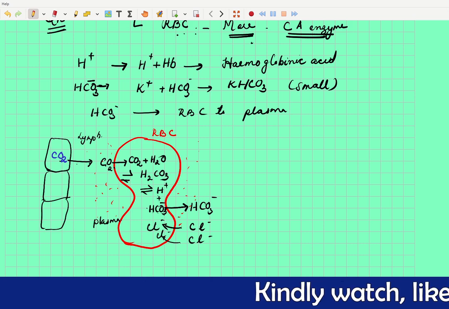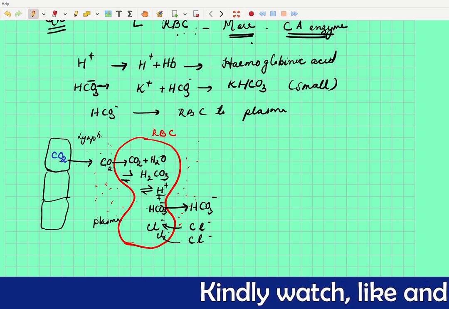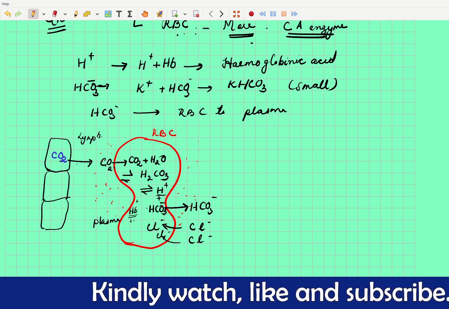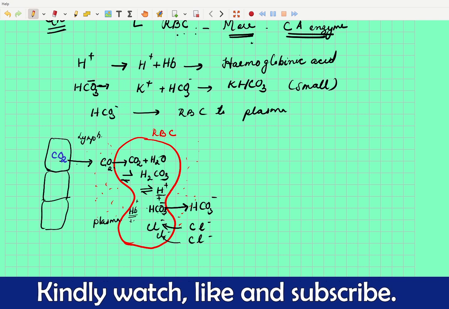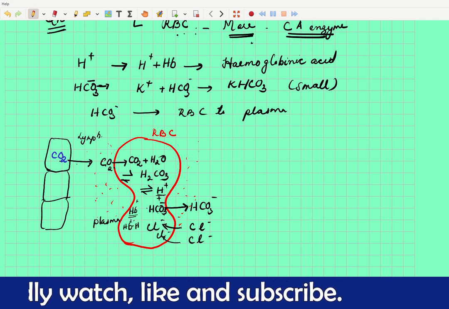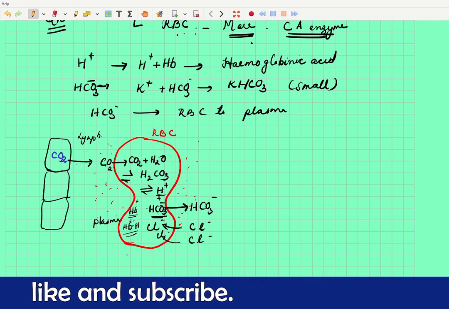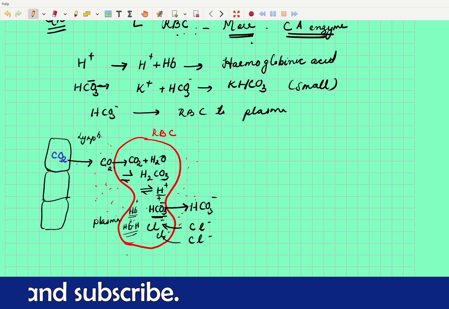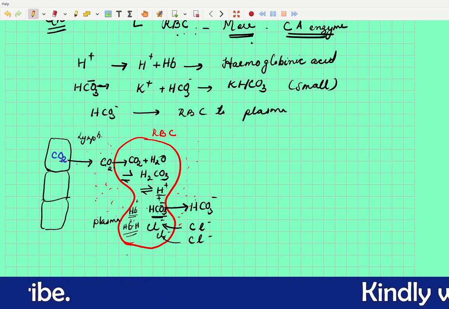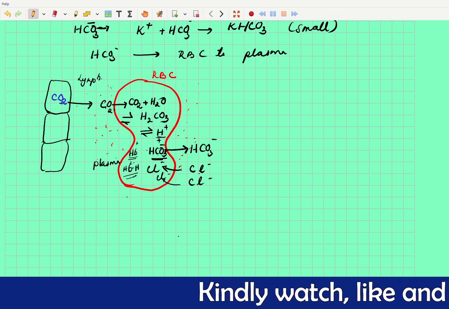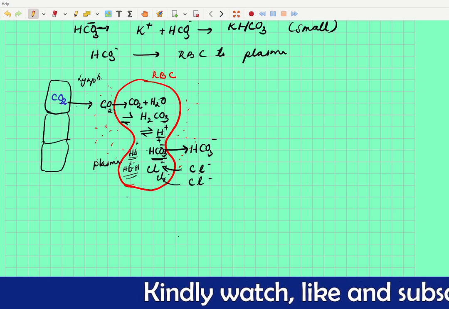Okay, so what happens to the H plus ions? H plus ions combine with the hemoglobin present inside the RBC to form hemoglobinic acid, HbH. And HCO3 minus ions are shifting to the plasma, so for maintaining the electrical neutrality inside and outside the RBC, the chloride ions are shifting into the RBC. This shifting of chloride ions inside the RBC is known as chloride shift.